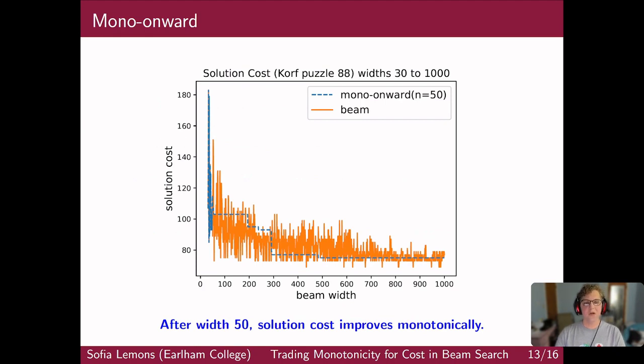We see that behavior in this example again on Korf puzzle number 88, where mono-onward was given an n value of 50. At the lower beam widths beneath 50, it has similarly up and down behavior like beam search, but once it surpasses that n value, it has the monotonic behavior that we would hope for, that a solution quality is retained until a better solution is found because of the careful slot-based selection. So in this case, after width 50, the solution cost always improves monotonically.